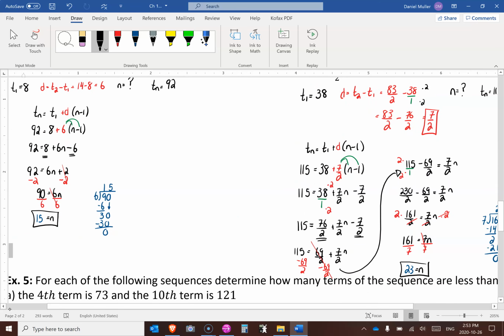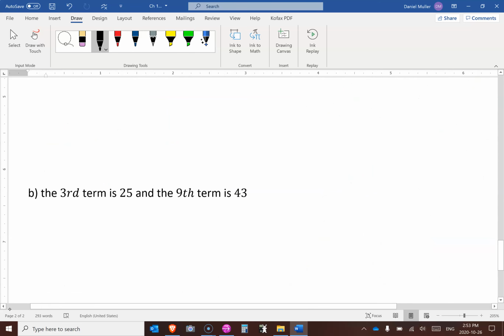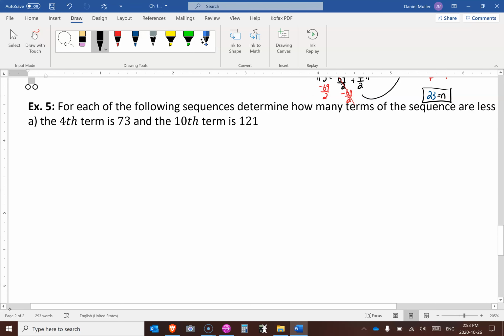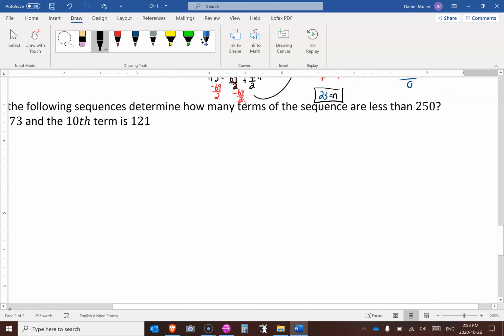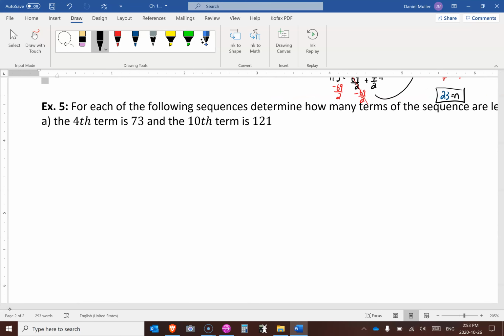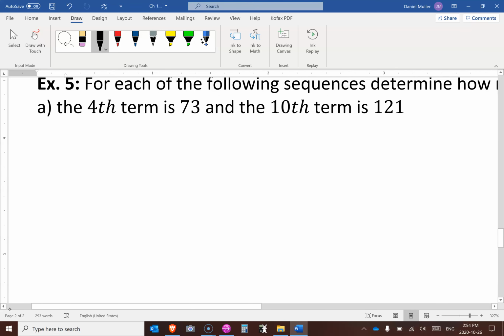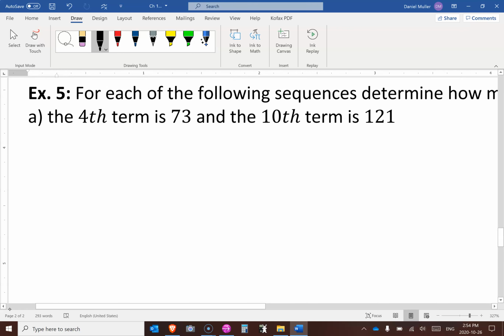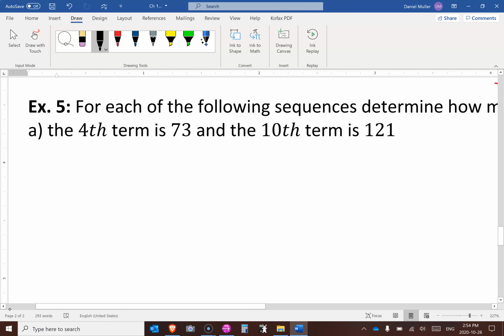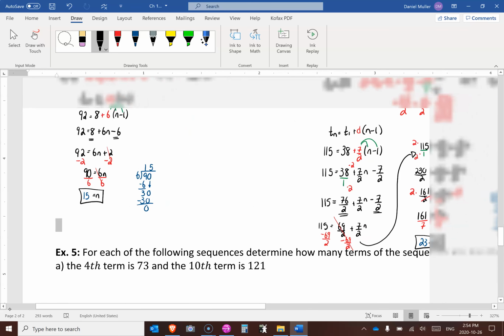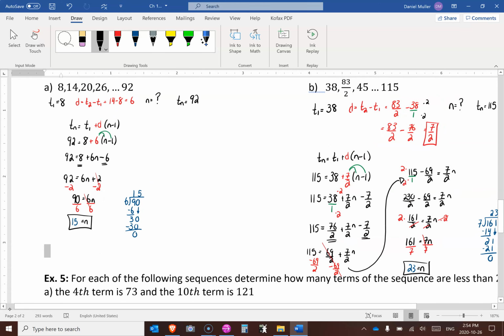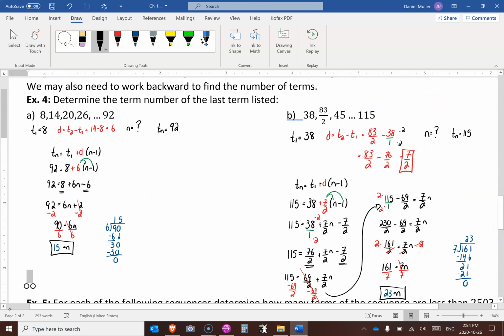So we've got, I think, another question here. It says, for each of the following sequences, determine how many terms are in this that are less than 250. So we know the 4th term is 73, and the 10th term is 121. And we want to know how many are less than 250. Actually, maybe I'll make this into its own video because I know I have to do that for this one as well. So I'm just going to pause it here and zoom out so you can see this. And we'll do those questions in the next video.